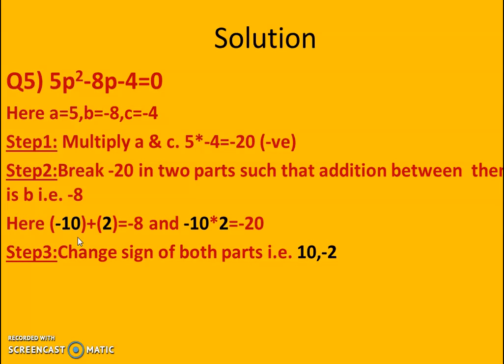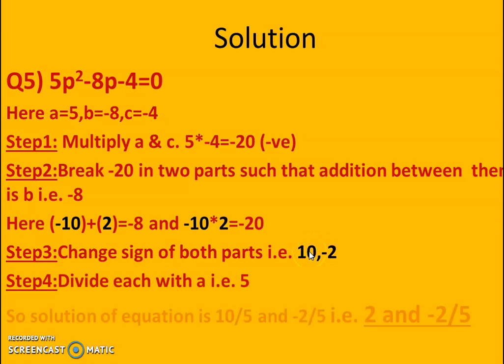The next step, we need to change sign. So minus 10 will be changed with 10 and 2 will be changed to minus 2, right? Now here value of a is 5. We need to divide each of these parts with value of a, and after division we will get 2 and minus 2 upon 5. So these two values are the solution of this particular quadratic.